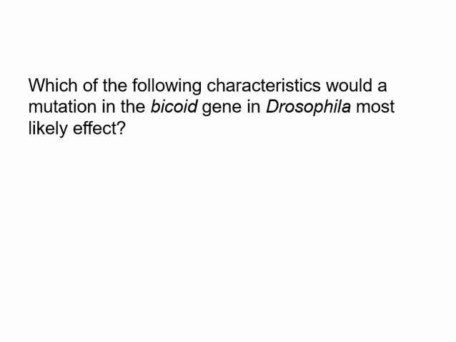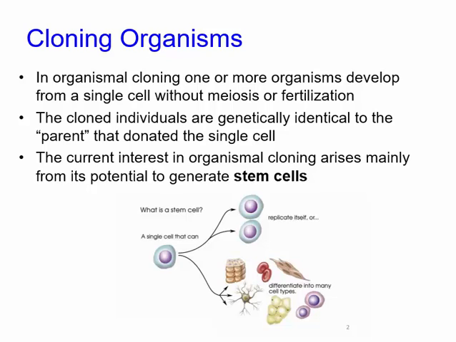All right, so what if there's a mutation in the bicoid gene? What would a mutation most likely affect? Right, so this is going to have the biggest impact on what's going to become the head and what's going to become the tail, or anterior versus posterior of that developing embryo. All right, so let's move on now and talk about cloning organisms.